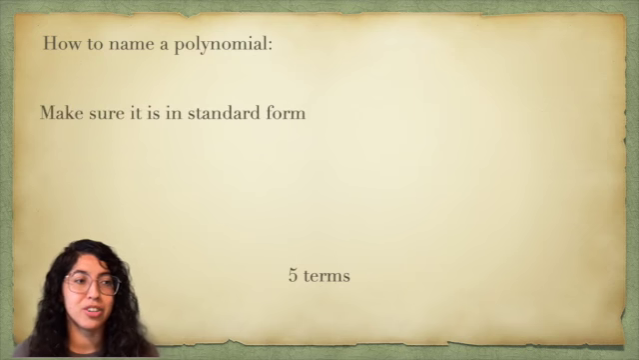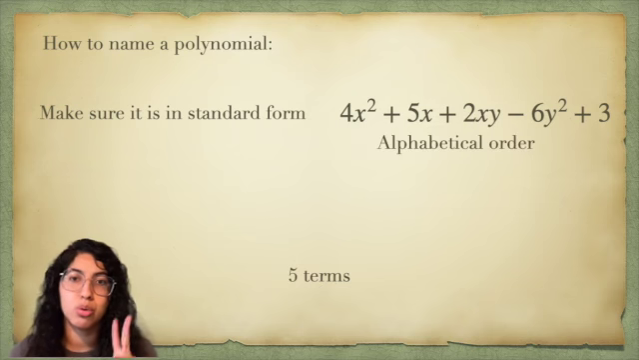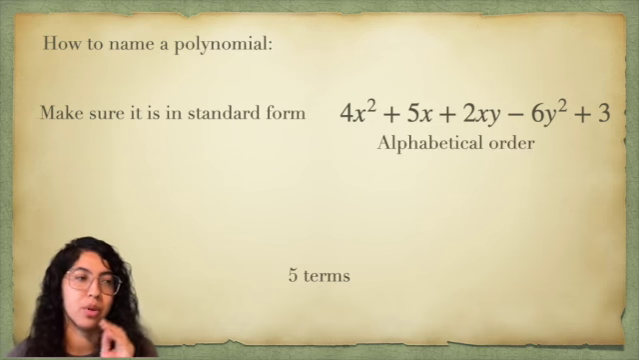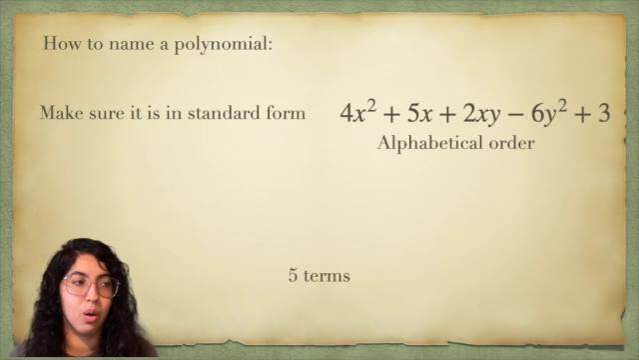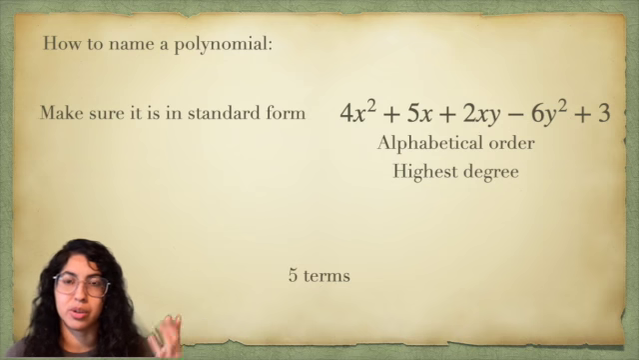So next, how do we name a polynomial? So make sure it's in standard form. What is standard form? So if we were given a polynomial, we have 2 steps that we have to do to make sure it is in standard form. First, alphabetical order always. Next, highest degree. What's a degree? It's an exponent. So letters first, then numbers, okay?